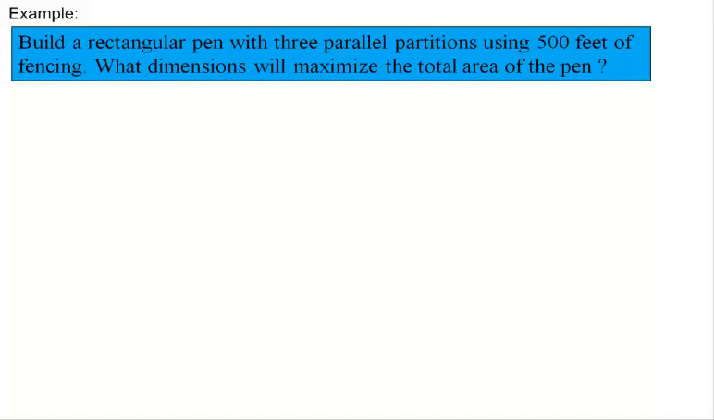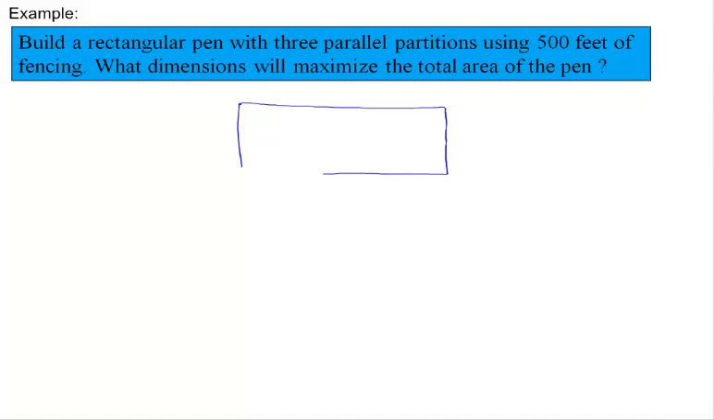So the optimization process looks like this. We're going to read the problem, then we're going to draw a picture and label it. Build a rectangular pen with 3 parallel partitions using 500 feet of fencing. What dimensions will maximize the total area of the pen?